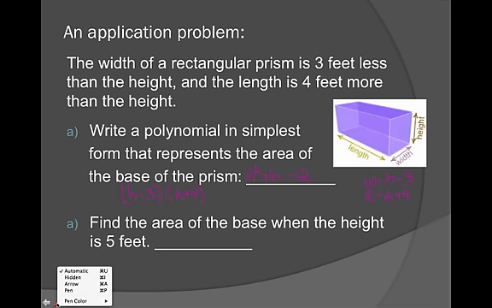And then it asks me to find the area of the base if the height is 5 feet. Well, if I'm told that the height equals 5, then every time I see an h, I'm just replacing it with a 5. So I know that 5 minus 3 is that width, and 5 plus 4 is the length. So I'm multiplying 2 times 9, or 18. So my area, assuming my height is 5, is 18 feet squared.